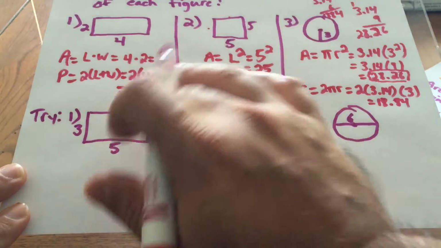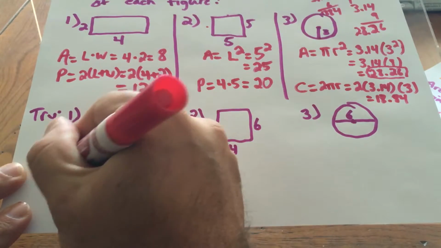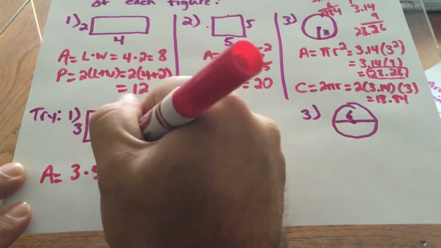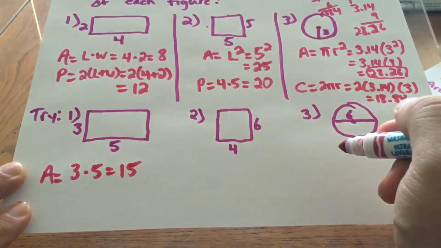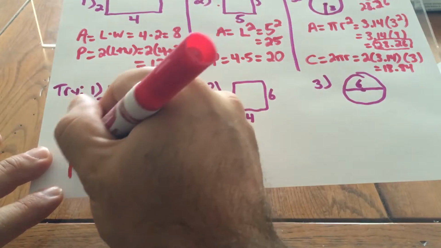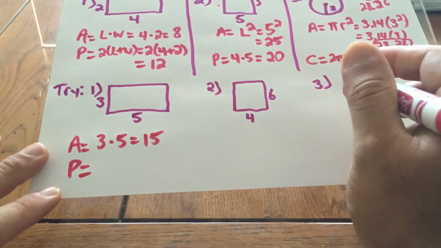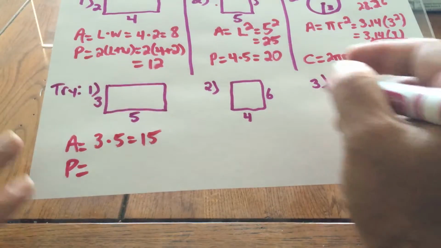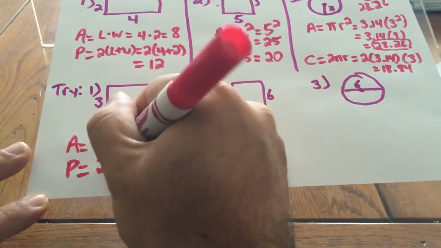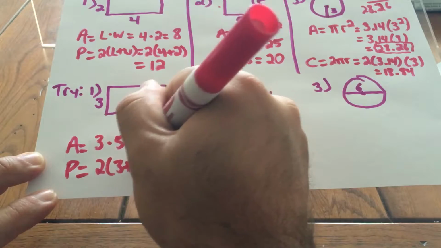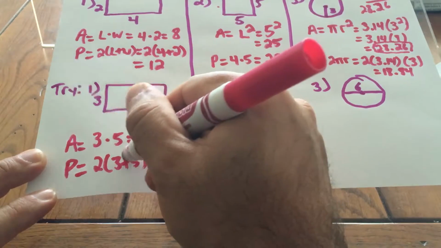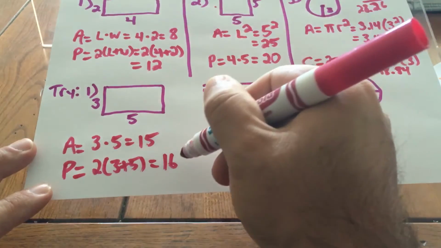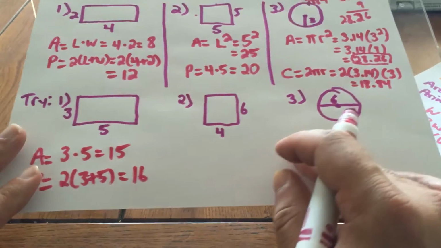Okay, so finding the area of the rectangle. Area is length times width. We have the formula up there already. We're going to do 3 times 5, 15. We can bang these out pretty quick. Perimeter is 2 times the length plus the width, or add up all the sides. 3 plus 5 plus 3 plus 5. 2 times (3 plus 5) is 8, and then 8 times 2 is 16. So you should have got 15 for the first one, 16 for the second one.